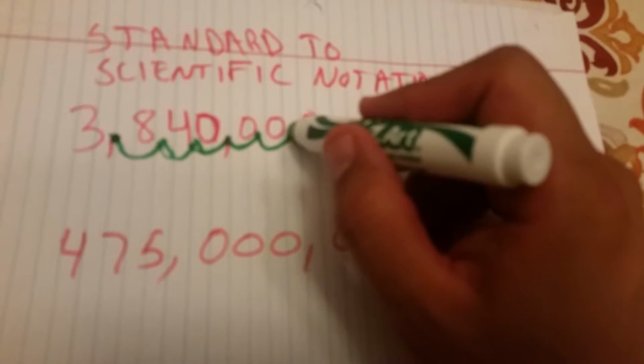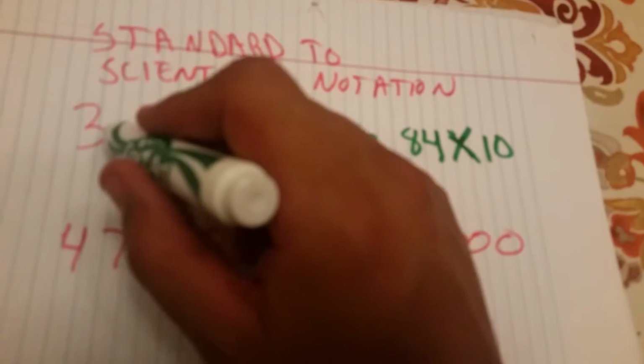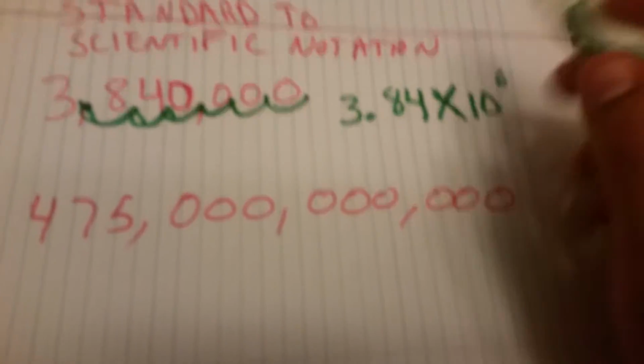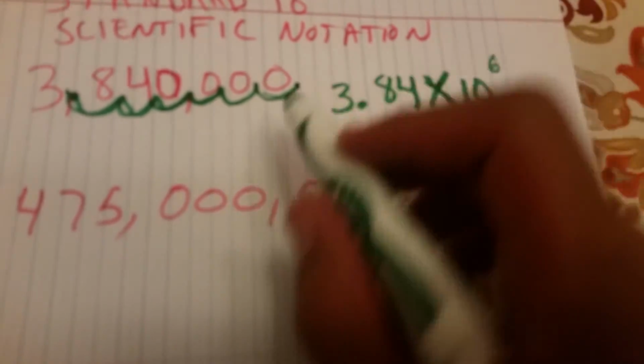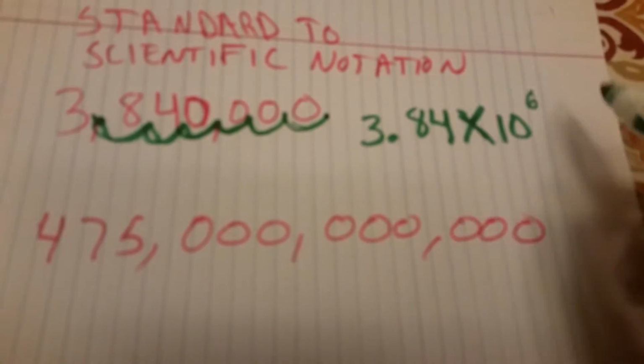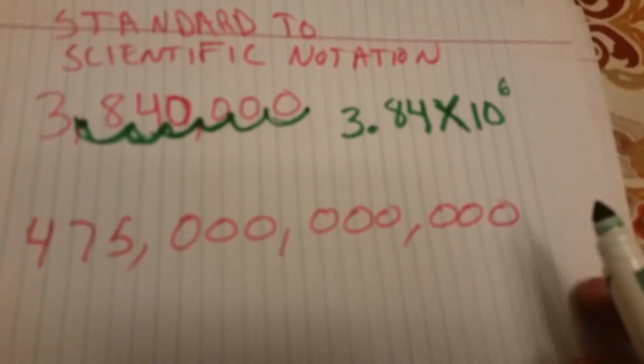So it's going to be 1, 2, 3, 4, 5, 6. In this case, it's going to be times 10 to the 6, but the positive 6, not the negative. It's positive because you're giving back what you took away. When you went to the left like this, you took away from this number. You made it a smaller number. So how do you compensate for that? You give back by doing times 10 to the positive power.